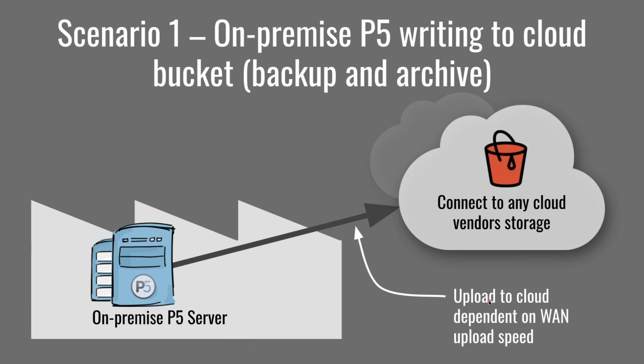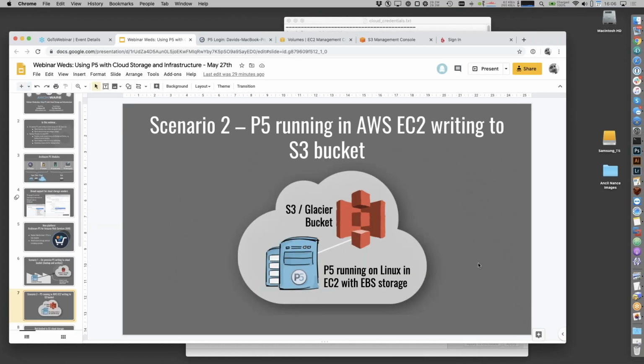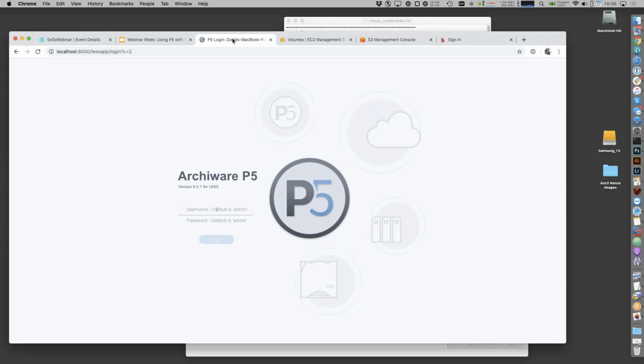And in my case, I'm working from home. My upload speed is pretty poor, so I'm not going to archive too much data. But if you had a gigabit link, it's going to be a lot better. Once we've done that, we will be looking at actually deploying P5 into the cloud directly. But first of all, let's look at a local installation.